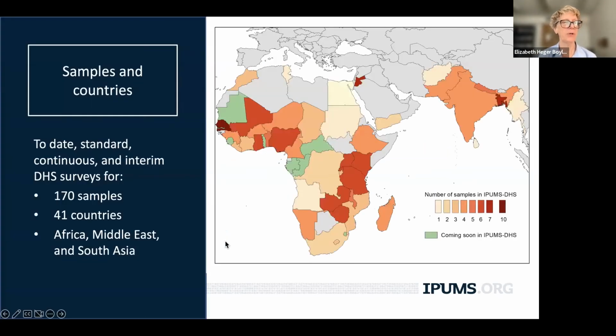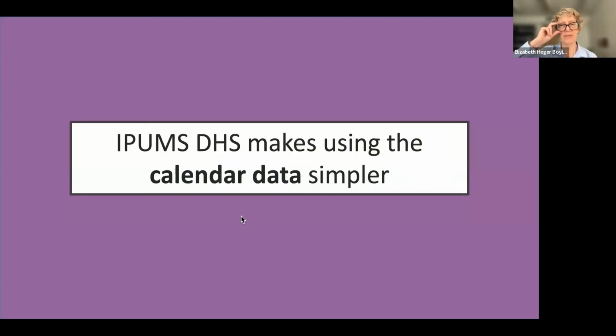And these are the samples and countries that are currently in IPUMS DHS. Right now, we have 170 samples from 41 countries, and we focused on Africa, the Middle East, and South Asia. All right, now let's talk about IPUMS DHS and the calendar data. So IPUMS DHS makes the calendar data so much simpler.